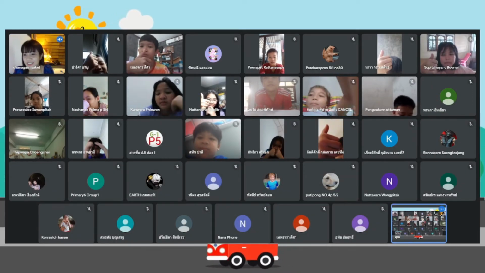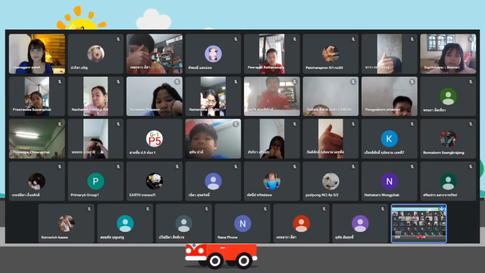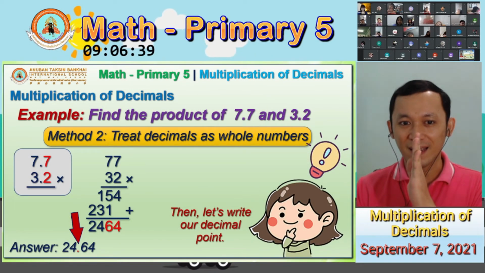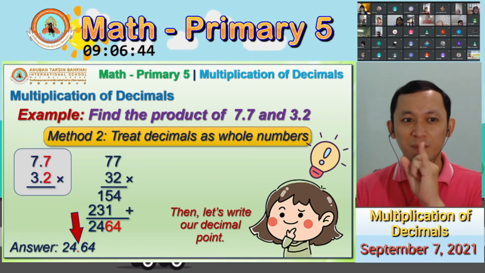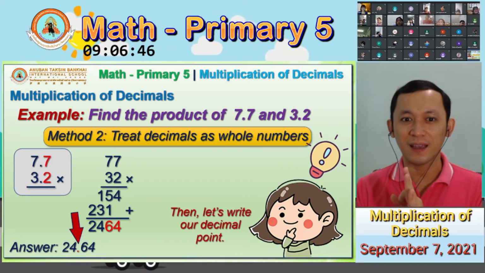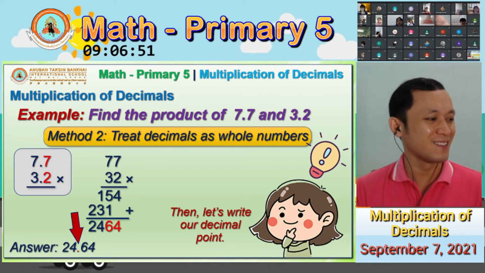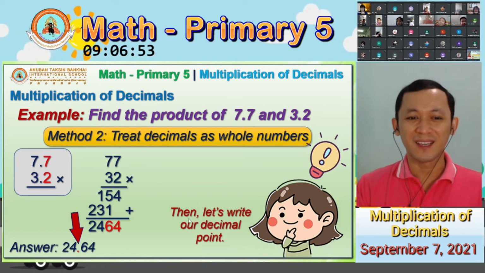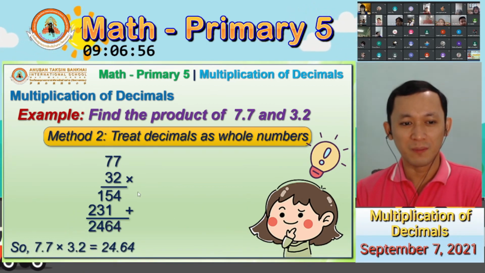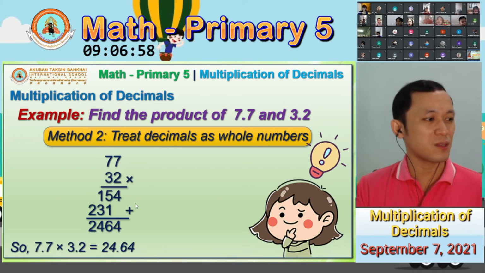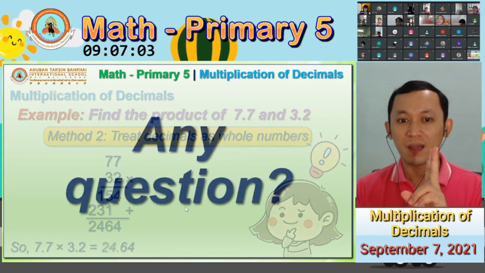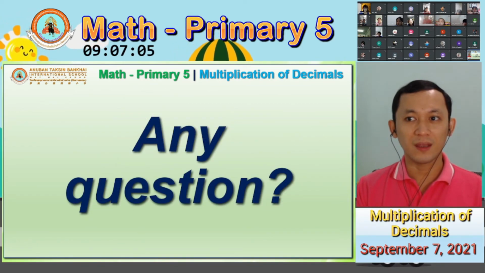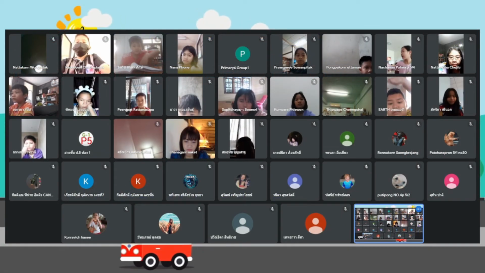Okay, thank you, Teacher M. So again, Teacher M explained. Do you want Chinese? There's English, there's Thai. Teacher can speak Chinese, do you want it? No, I can't either. Okay, so again, we have here method number 2. So 7.7 times 3.2, we have 24.64. So the answer is the same. Any question? We don't have time.